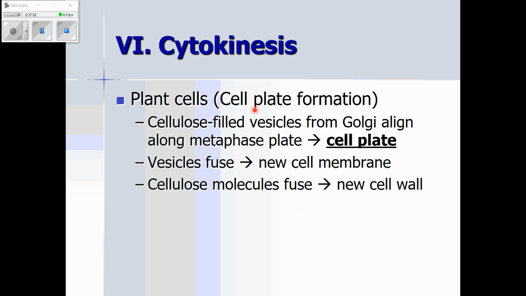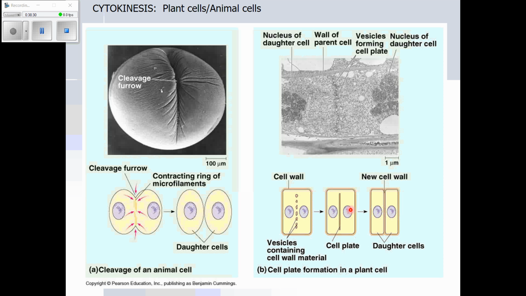So plant cells do a process called cell plate formation, where cellulose-filled vesicles from the Golgi line up along the middle, forming a cell plate. Eventually, those vesicles fuse together, and the vesicles themselves actually form a new layer of cell membrane on either side of the wall, but the cellulose inside those vesicles fuses together to make a brand new wall. So I hope that has helped you understand mitosis and cytokinesis a little bit better.